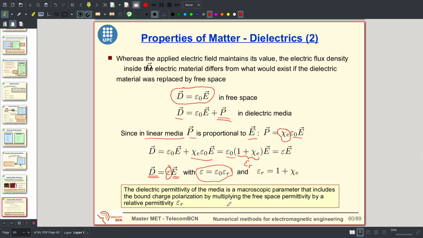So now we will not consider anymore the microscopic dipoles inside the dielectric nor the polarization vector. We will just work with this equivalent epsilon, which will be the constant of proportionality between D, the displacement vector, and E. Okay, and often we will also use the relative permittivity.